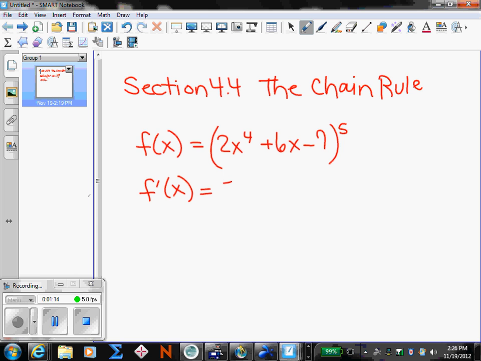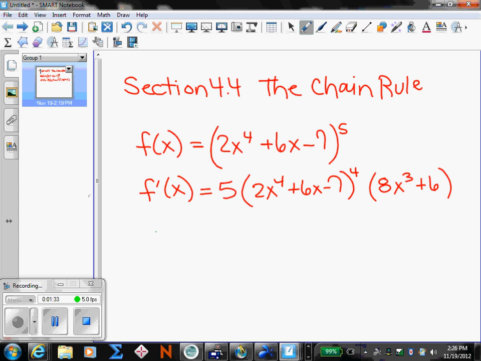We bring down the exponent, we rewrite what's in parentheses, we subtract 1 from the exponent, now we multiply it by the derivative of what's in parentheses. And that is the chain rule.